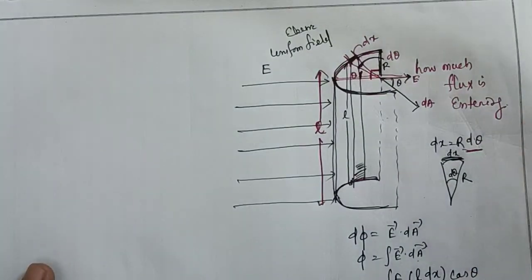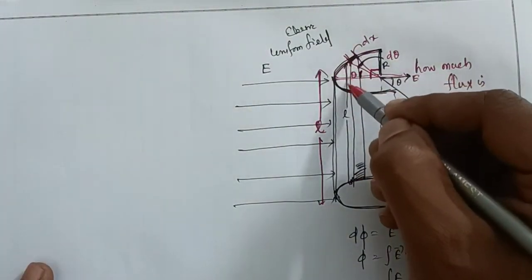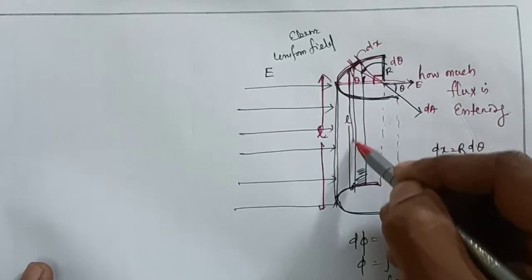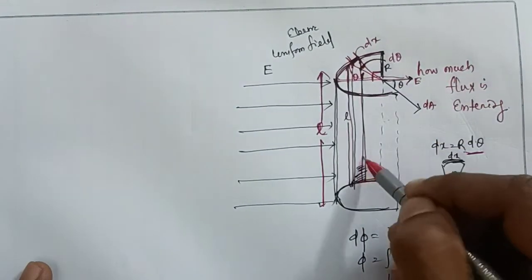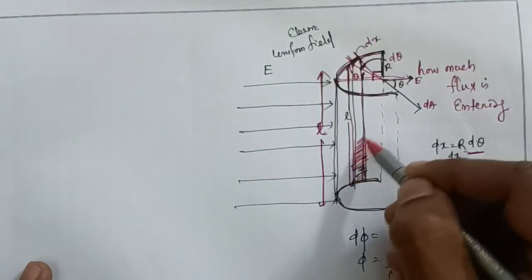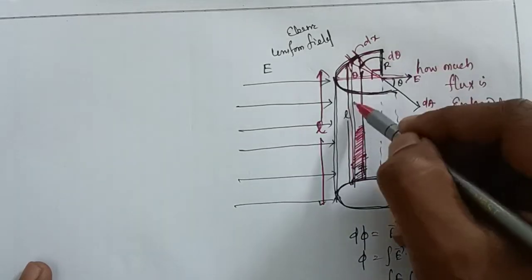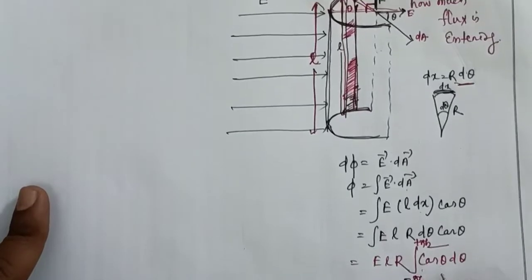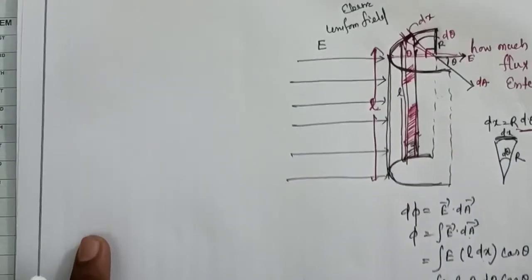And this area is nothing but length into thickness. This is my length and this is my thickness. So I will already go like this. This thickness I will write already, and proceeding in a similar fashion I can reach this conclusion.